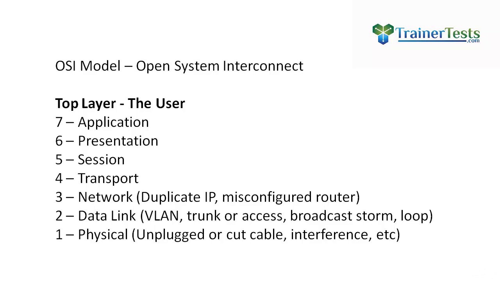Right? Every machine on a network has to have a unique identifier. The IP address has to be unique. And so if we have IP conflicts, that's going to be a layer 3 problem. Or if we have a misconfigured router, maybe routing entries missing from a routing table. Problems at the router level, those are layer 3 issues.